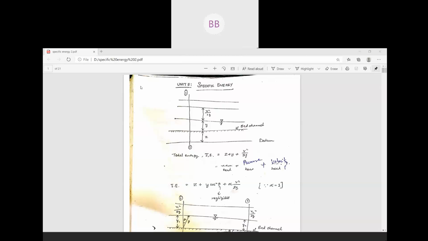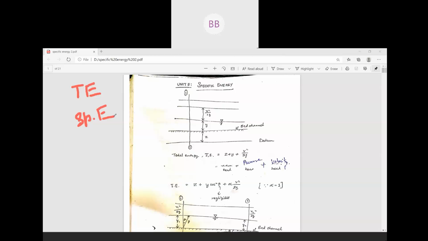So, here we are going to start our third unit, that is specific energy, and this is a very important unit. When you go for a competitive exam, you can find maximum questions in water resources related to specific energy. I think we have already discussed specific energy and total energy. I hope you remember we have two energies, one is total energy and one is specific energy.